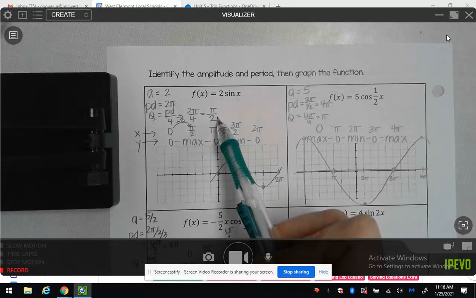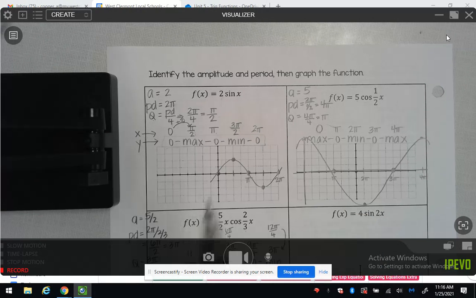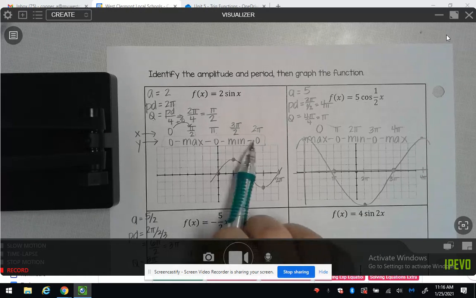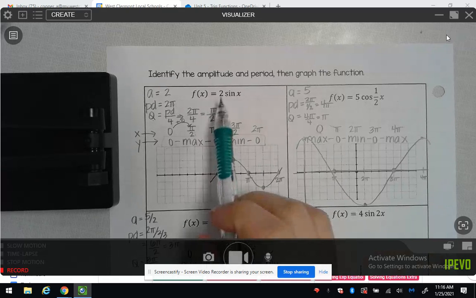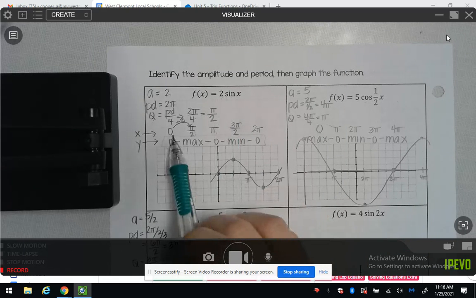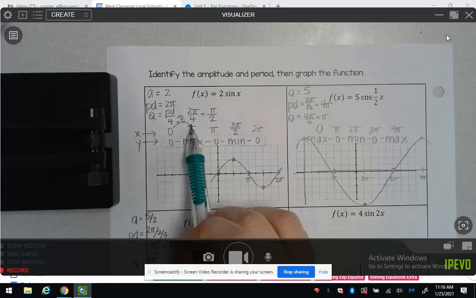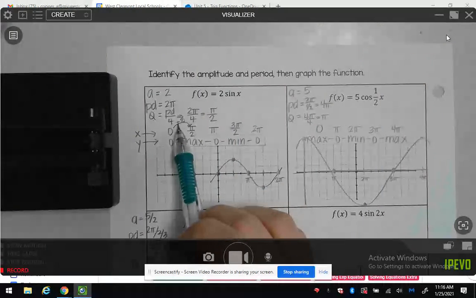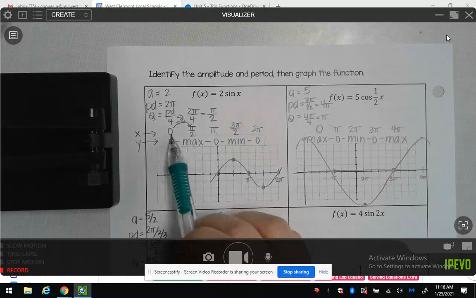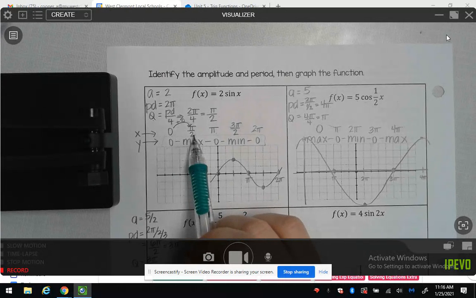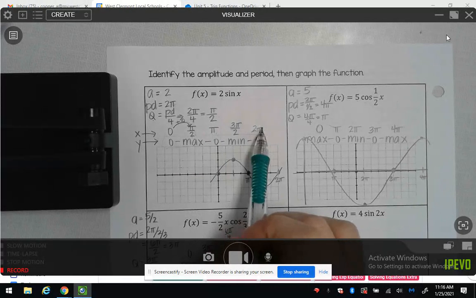I will immediately go and put my cheat for my y values down for sine. 0, max, 0, min, 0. Remember, sine starts at 0, so I'm going to start at 0. To find my next value, you're going to add your quad. So 0 plus pi over 2 is pi over 2. To keep finding these points, you add your quad.